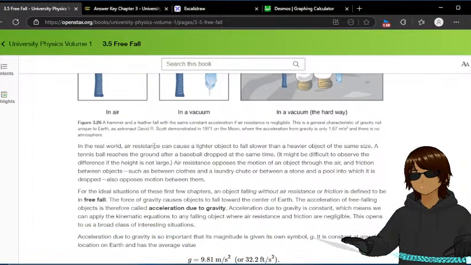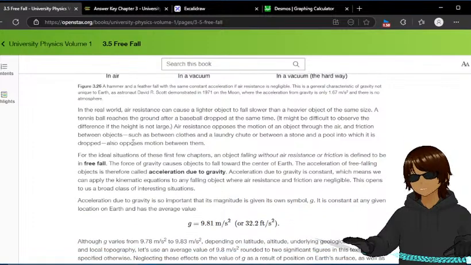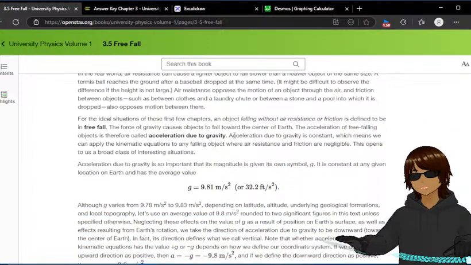In the real world, air resistance can cause a lighter object to fall slower than a heavy object of the same size. A tennis ball reaches the ground after a baseball dropped at the same time. Air resistance opposes the motion of an object through the air, and friction between objects, such as between clothes and a laundry chute, or between a stone and a pool into which it is dropped, also opposes motion between them. For the ideal situation of these first few chapters, an object falling without resistance or friction is defined to be in free fall.